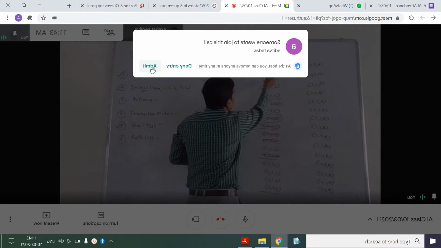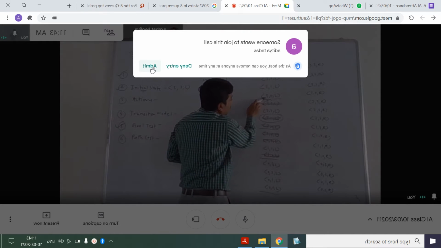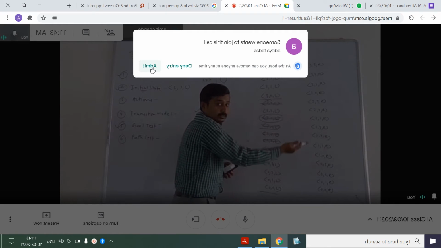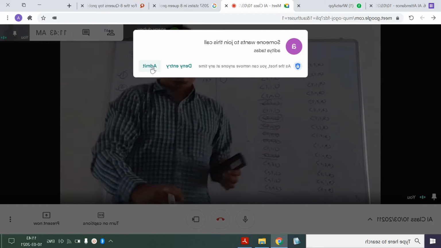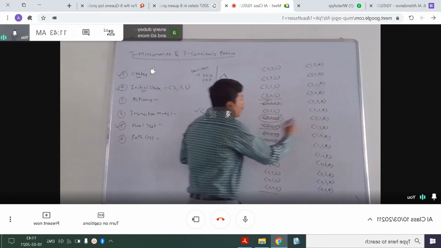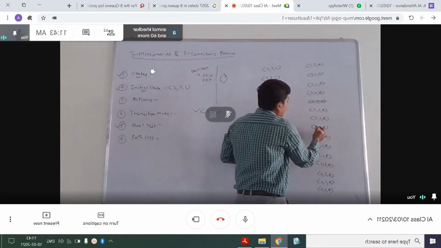If 3 missionaries are together, that is fine. Here we have 0 missionaries, that means they are together on the right side, right? Then, and what about this? Here also we have to cross this.